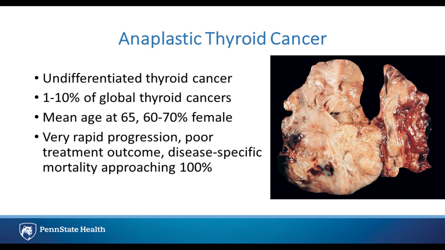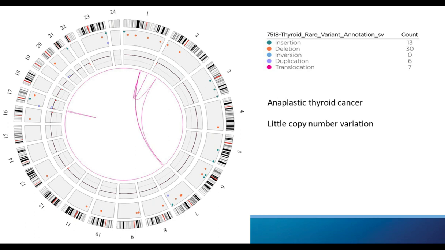The next cancer is anaplastic thyroid. So this is undifferentiated thyroid cancer. It accounts for a pretty small proportion of thyroid cancers globally, around 1% or up to 10%. Patients tend to be older, about 65, and predominantly female. And of note, this has very rapid progression, poor treatment outcome, and mortality basically approaches 100% for these patients. They fare quite poorly, and their breathing is disrupted quite early in the disease state.